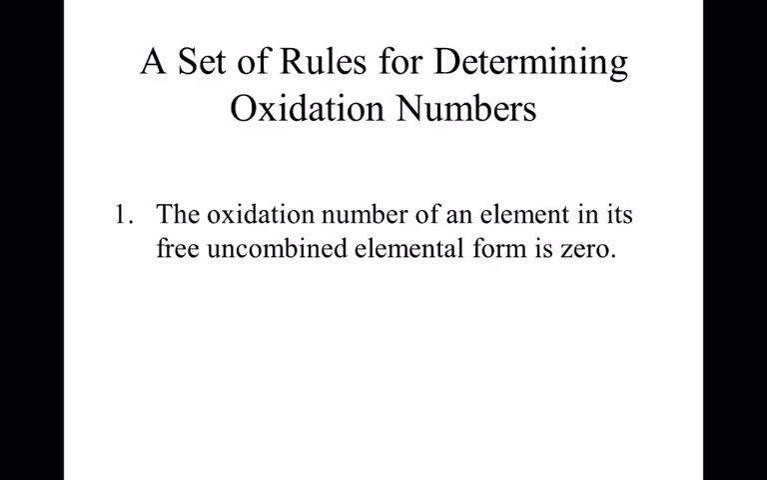Okay, so the first rule is that if you have something in your chemical reaction and it's in its uncombined elemental form, then its oxidation number is 0. It's awesome. Makes life easy.